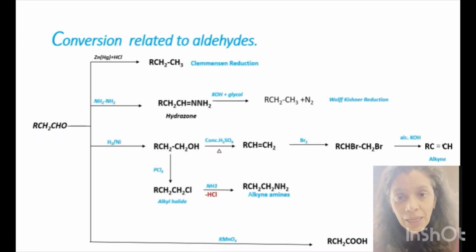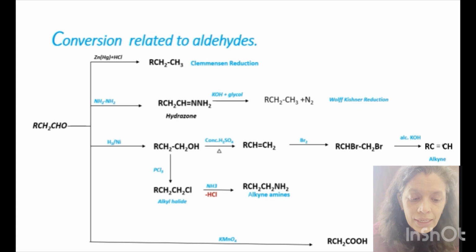Next is the conversion of aldehyde. Treated with zinc amalgam plus HCl, it will give rise to an alkane. This reaction is called as a Clemmensen reaction. Another conversion of aldehyde to an alkane is called as a Wolff-Kishner reaction. Only thing is that we use NH2NH2 here in presence of KOH and glycol. First, it will get converted to the hydrazone, which on further treatment will give you an alkane. This reaction is called as a Wolff-Kishner reaction. So conversion of aldehyde to an alkane can be done by the Clemmensen reduction reaction and Wolff-Kishner reaction.